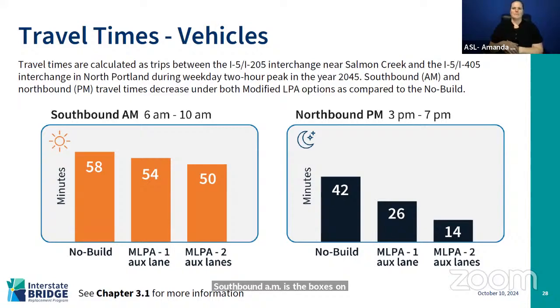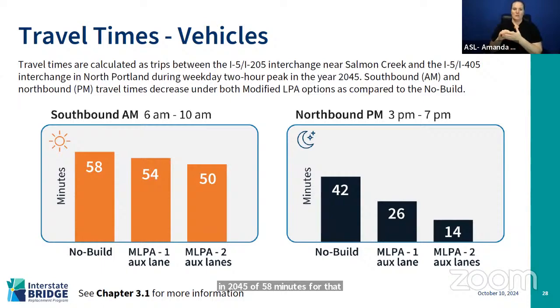So in both time periods, we're going to reduce the modified LPA with either one aux or two aux will reduce the travel time compared to the no build condition. So the decrease in the southbound, let's talk about southbound first. The southbound travel times will reduce by about 7% or about 4 minutes compared to the no build in 2045 of 58 minutes for that travel time pair.